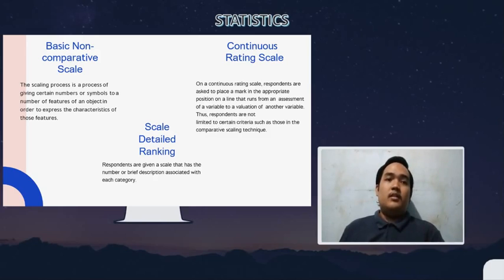The next is detailed ranking scale. Respondents are given a scale that has a number of brief descriptions related to each category. Categories are organized according to scale position. In this technique, respondents are asked to rate categories based on which most describes the object being assessed. Detailed ranking scale techniques include Likert scale, semantic differential scale, and staple scale.